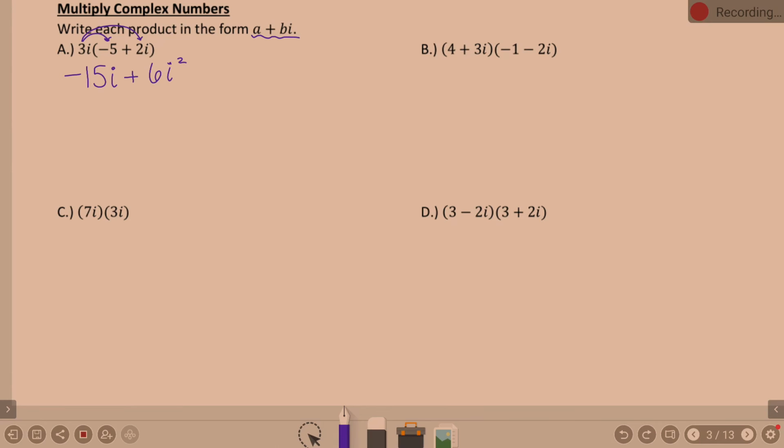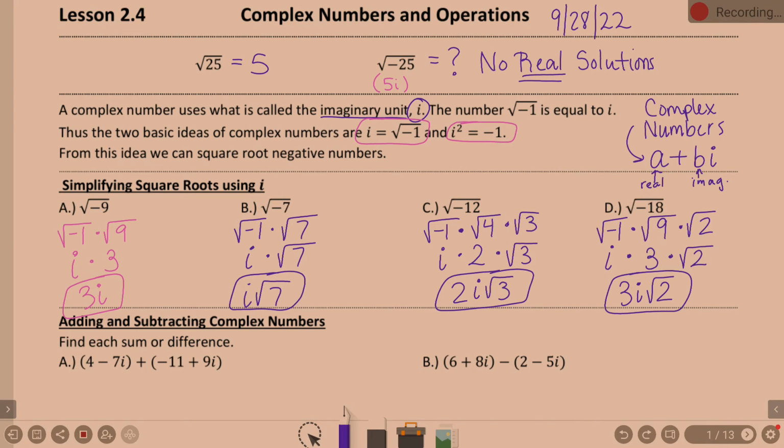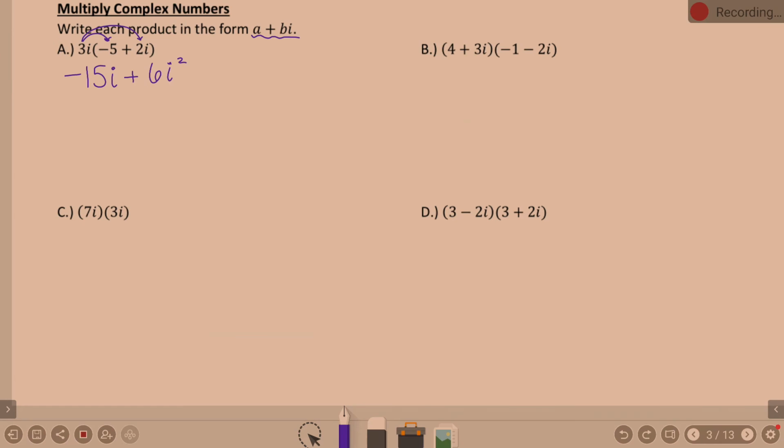Go back to the top of the page. What did we say about i squared? Yeah. i squared is equal to negative 1. So guess what? Every time you see an i squared, what are we going to sub it out for? Negative 1. So this 6 is 6, but i squared is negative 1. So instead of 6i squared, take the i squared, replace it with negative 1. 6 times negative 1 is negative 6. I still have the negative 15i. And my plus 6i squared just became minus 6. Basically, that i squared, take the i squared off, and it changes the sign of the number, doesn't it? Okay, if you're a shortcut type person, that's what you're going to be doing. Officially, though, it's multiplying by negative 1.